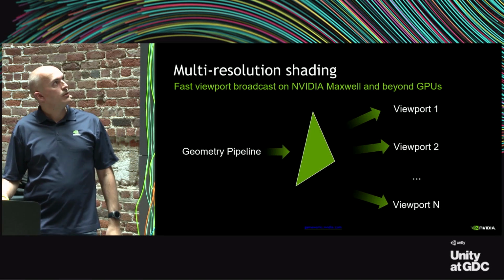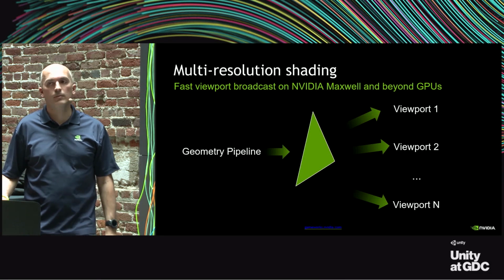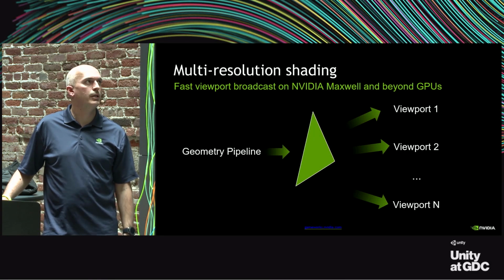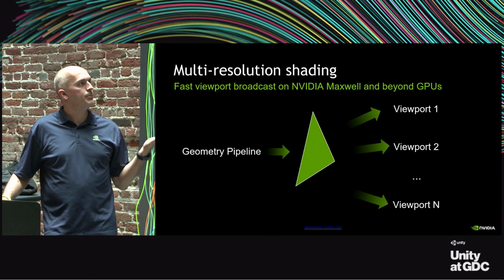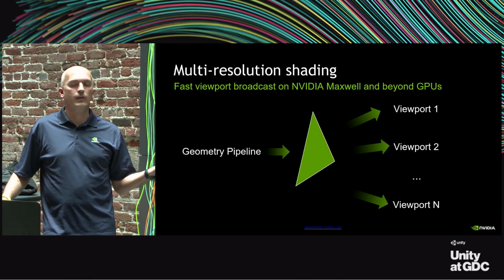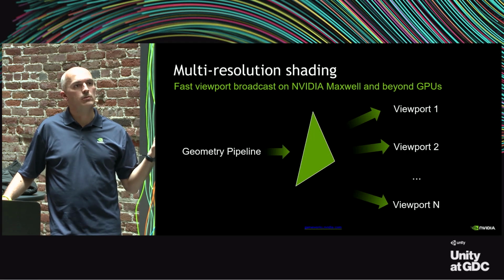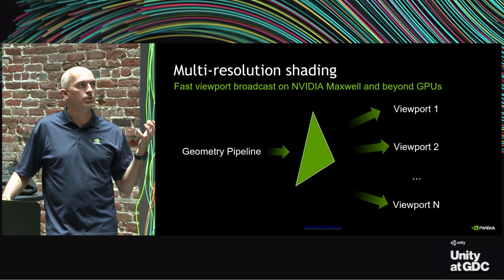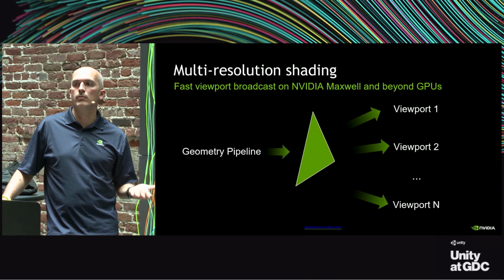This is an actual hardware feature which was first available in Nvidia Maxwell architecture, and obviously it's available in Pascal and all the future architectures. And it's basically based on a so-called fast geometry shader pipeline. What that means is that we have a special custom version of the geometry shader which is capable of broadcasting geometry to multiple viewports at the same time with basically very little or no overhead.